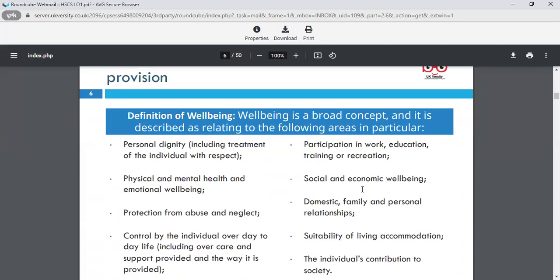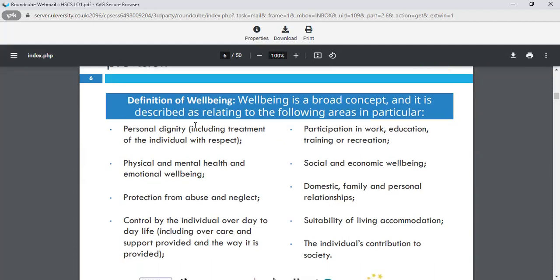So what's the definition of well-being? It is a broad concept. It is described as relating to the following areas in particular. There's personal dignity, including treatment of the individual with respect. There's physical and mental health and emotional well-being also. And there's protection from abuse and neglect, which again relates to well-being. Control by the individual over day-to-day life, which includes care and support provided and the way it is provided.